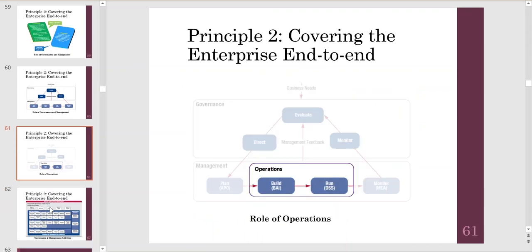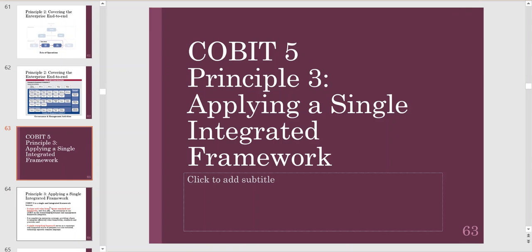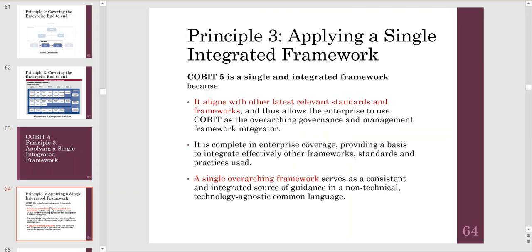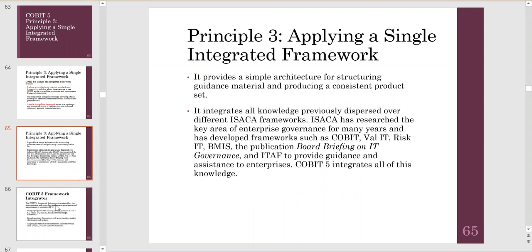Skip these slides, skip these ones. Discuss this. For Principle 3, applying a single integrated framework. Usually within any company, there are many standards, many frameworks. Working with these frameworks and standards is a bit complicated. So COBIT 5 is very good. It integrates all different standards under COBIT 5, so it works as an umbrella. Under that umbrella, you can integrate and work with all standards and frameworks. That's why it says here, align with all standards and frameworks, a single overarching framework, just working as an umbrella. So let us see this diagram.